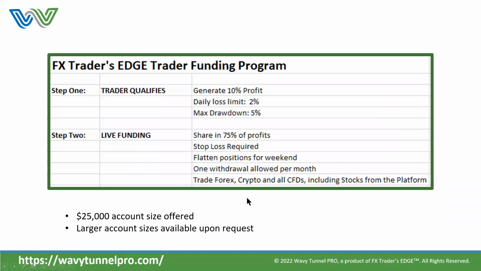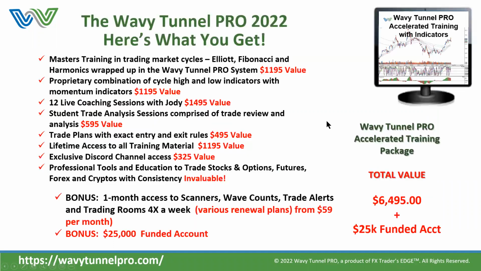And these are the rules of the funding program. You have to qualify by generating 10% profit. Your daily loss limit is 2%. Your max drawdown is 5%. And then you get to share in 75% of the profits. But I wouldn't even steer you in this direction until you can show me that you're profitable before you even start the funding program. And that's really very, very key.